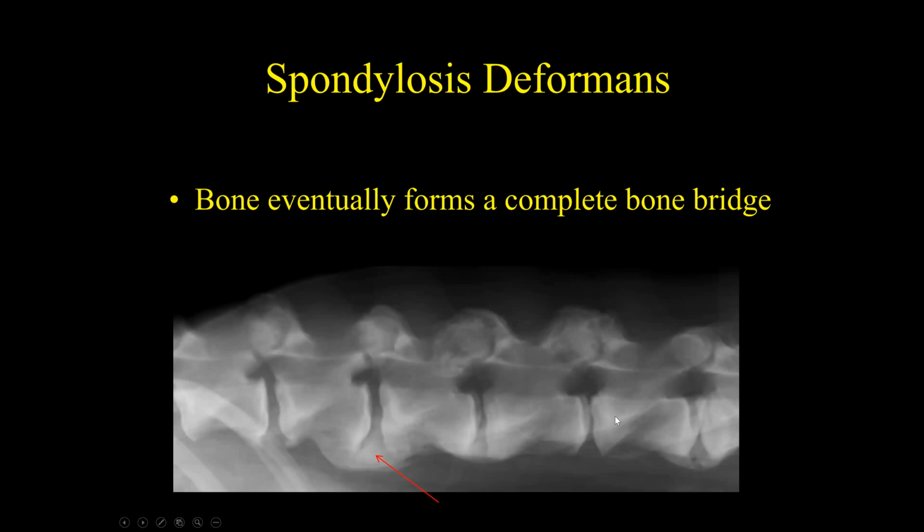This is a normal vertebral segment here, so a normal disc space. So here's a vertebral body, here's a vertebral body, here's a nice disc space. We know there's a disc that lives in there, but nothing between the two. See this bony connection between these two vertebral bodies?